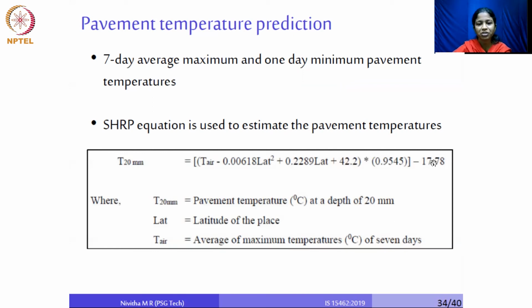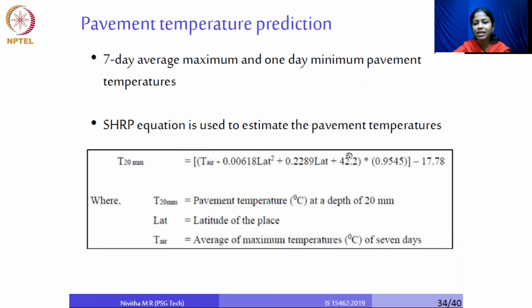This equation is based on temperature data collected for locations in the US, right? It is developed and validated for the climatic conditions in the US. The climatic conditions in India are totally different, and it is not necessary that the correlations have to be valid.